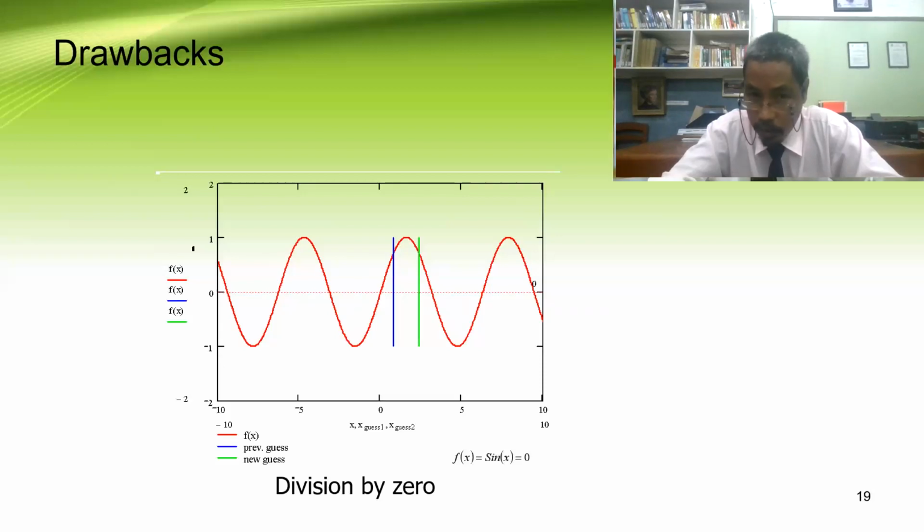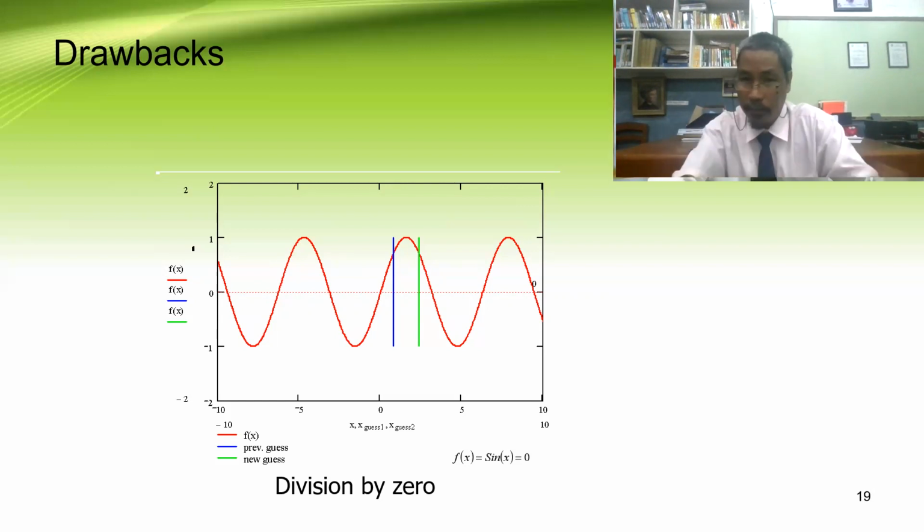If you choose the blue and green intersection points on the curve, there will never be a time that you can find even a single point that would satisfy f(x) equal to 0. You cannot find any roots of the equation. Okay, that is one drawback.